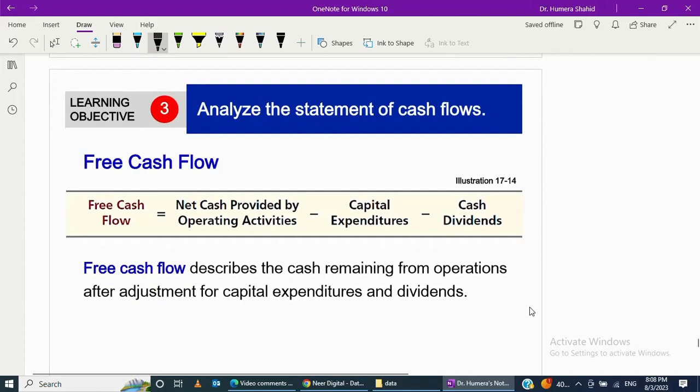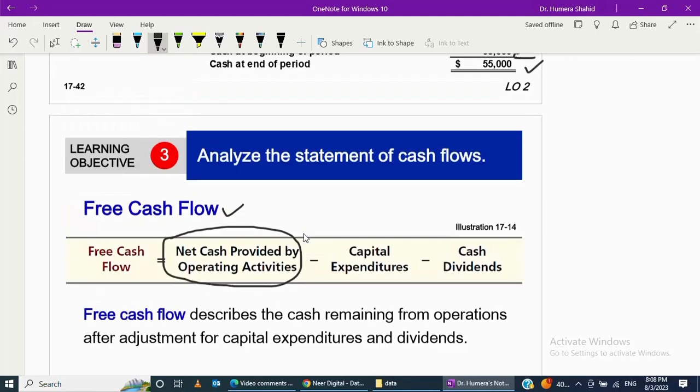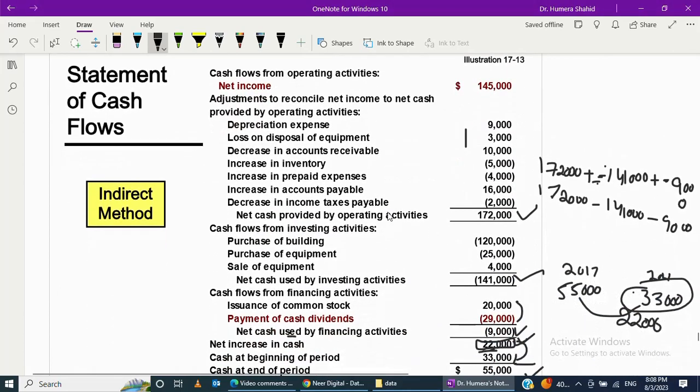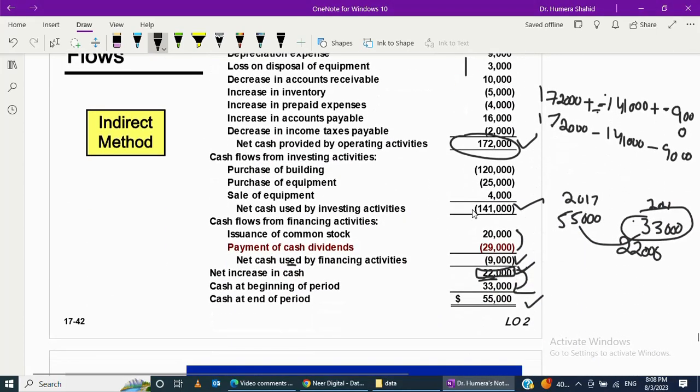The last learning objective is a basic analysis for the cash flow statement, which is known as free cash flow. Free cash flow means how much cash is free after doing the necessary expenditures or necessary spendings. So the main source of providing the cash is the operations of the company. If the operations are efficient, a good amount of cash the company would be collecting. So free cash flow is basically your net cash provided by operating activities. Where is it? The first section answer, this one.